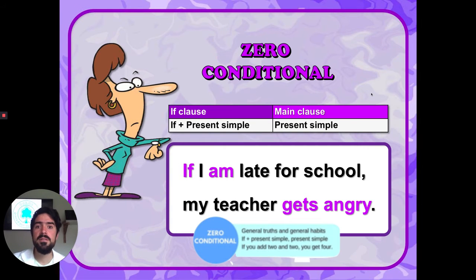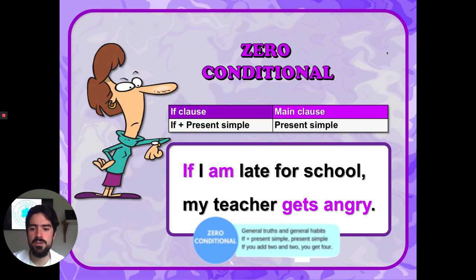Okay, the zero conditional uses this grammar structure. And this is important for you to take into account. When we are talking about conditionals, we have two parts of the sentence. On one hand, we have the if clause, and on the other hand, we have the main clause or the result, okay? The if clause is kind of the condition and the other one is the result. So if clause, main clause.